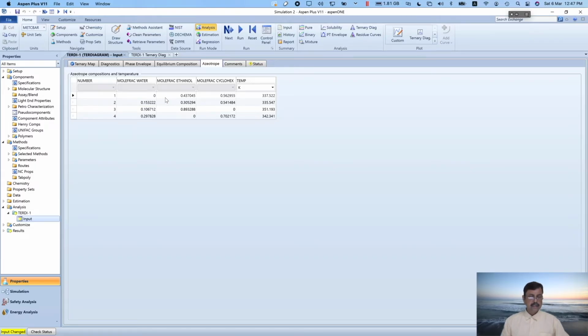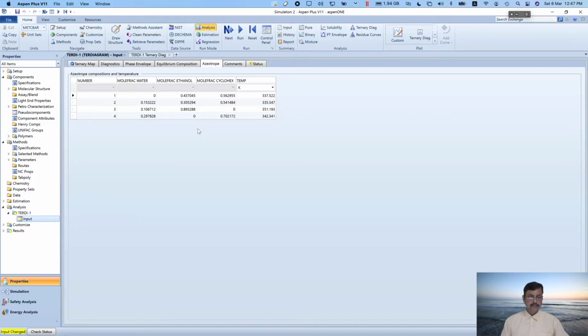The first, third, and fourth azeotropes are binary azeotropes because in these azeotropes you have one of the components having 0 mole fraction. That means that particular component is absent in the mixture. They are binary mixtures. But the second azeotrope is having all the 3 components, water, ethanol, and cyclohexane. It has 15% water, 31% of ethanol, and 54% of cyclohexane. And that azeotrope is available at 62.39 degrees centigrade.